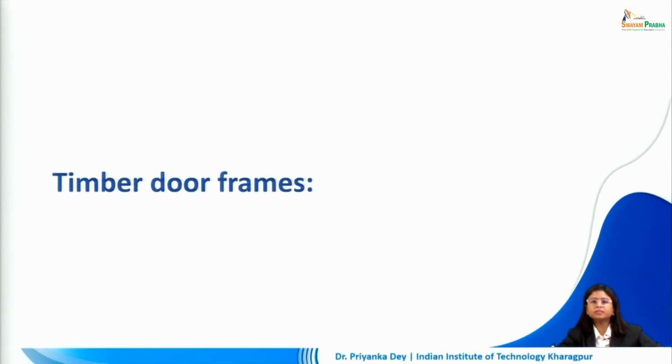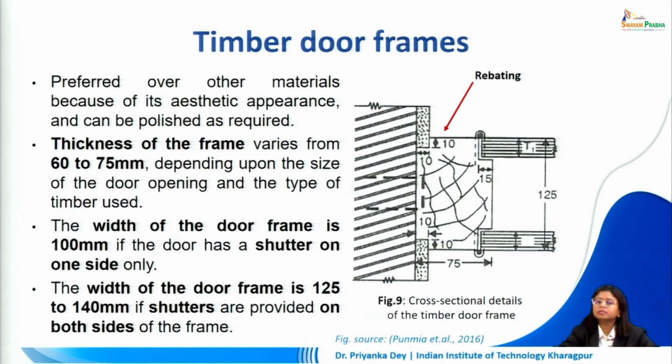If you are dealing with timber door frames, this is quite preferred and very commonly used in our residences. It gives a good aesthetic appearance and we can polish it accordingly, so it might go well with the interiors. We can select the color of paint or even go for simple wood polish. The thickness of the frame varies from 60 to 75 mm depending upon the size of the door opening and also the type of timber that is being used.